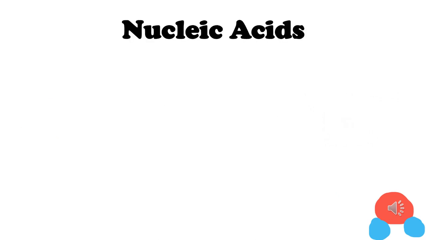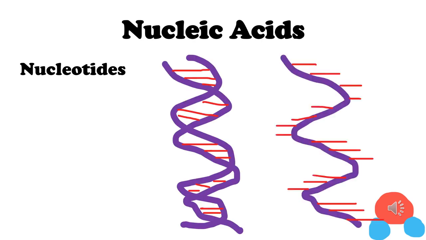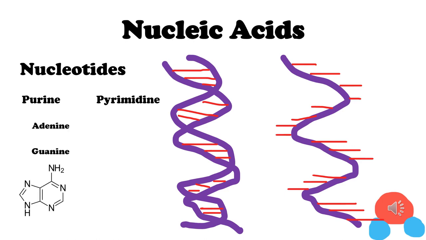Nucleic acids like DNA and RNA are polymers of nucleotides, which are divided into purines and pyrimidines. Purines here are adenine and guanine and have two rings. Pyrimidines are thymine and cytosine, but in RNA, uracil is used instead of thymine, and they have only one ring.